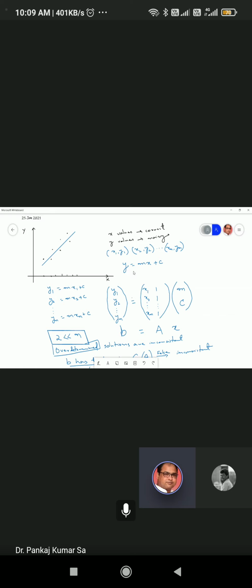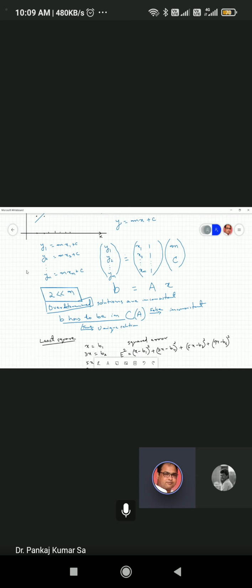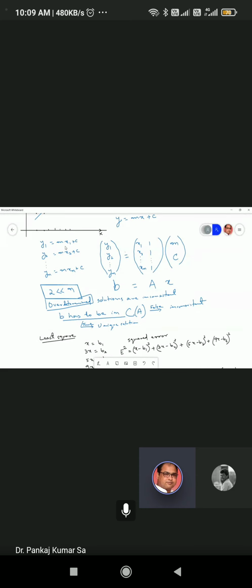And the line equation, you know, y equal to mx plus c. And these are the set of linear equations that can arise. y1 equal to mx1 plus c, and so on, yn equal to mxn plus c. So the unknown variables here are m and c. What you know is y1 to yn, x1 to xn.